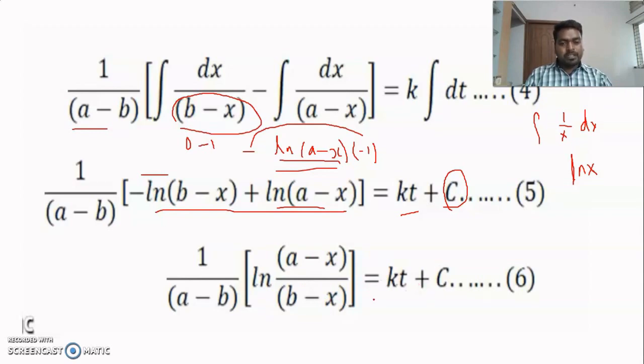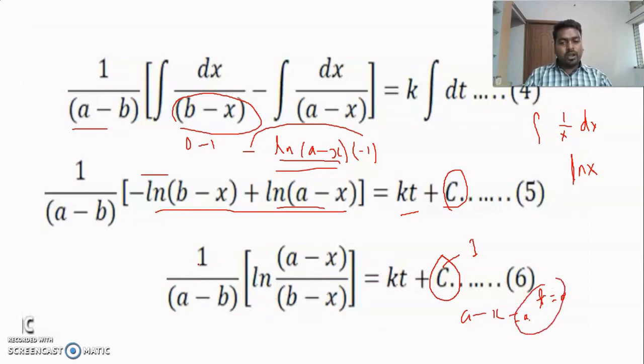Dear student, in order to find the complete solution for this, we have to identify the value of the integral constant, that is c. It can be calculated by taking the initial concentration. At the initial concentration, t is equal to 0 and a minus x is equal to a. Then apply these two values in equation 6.